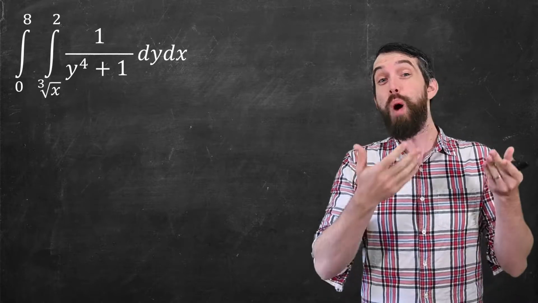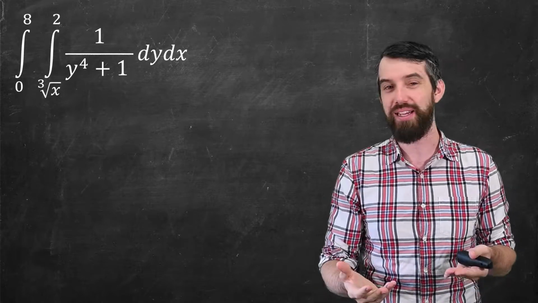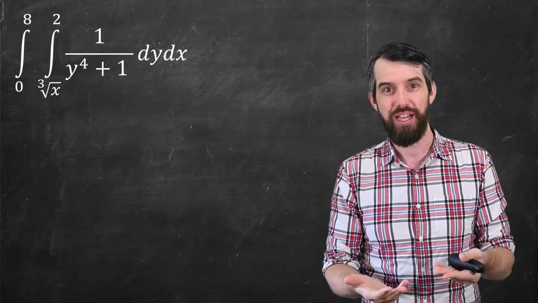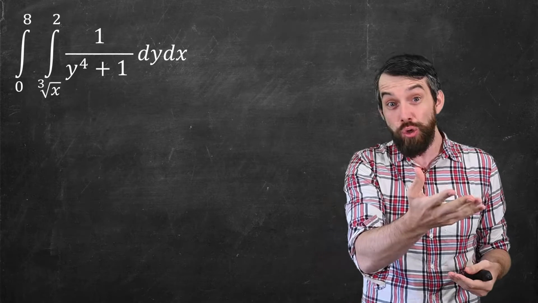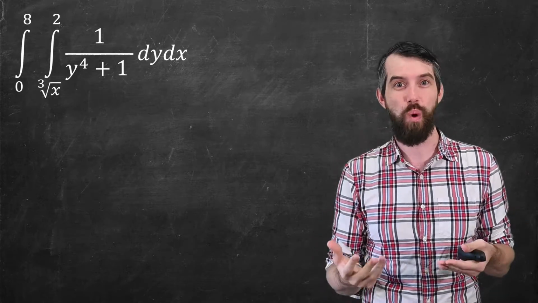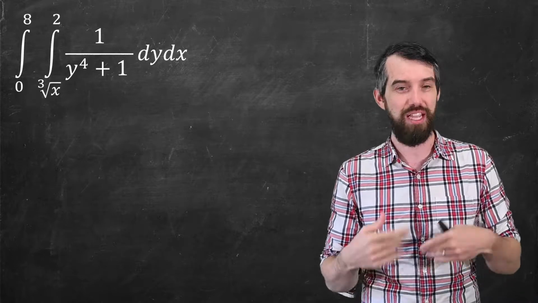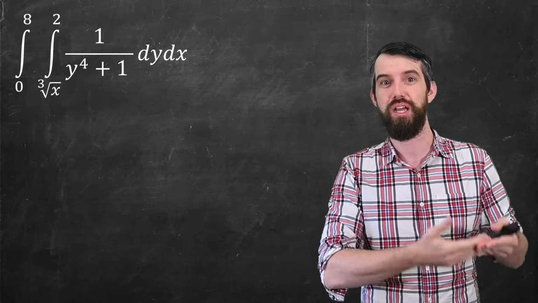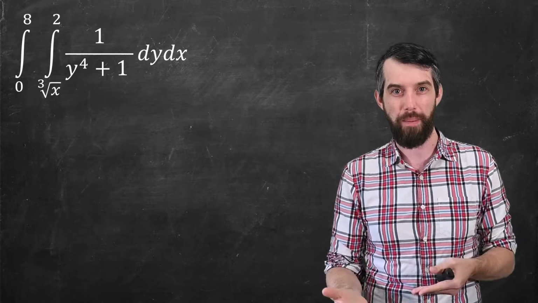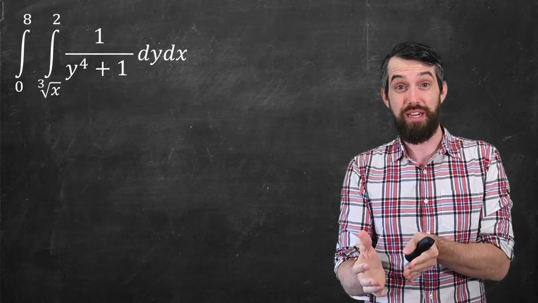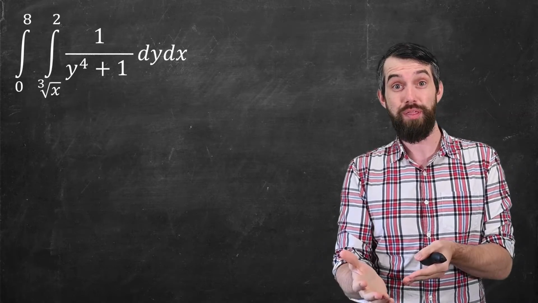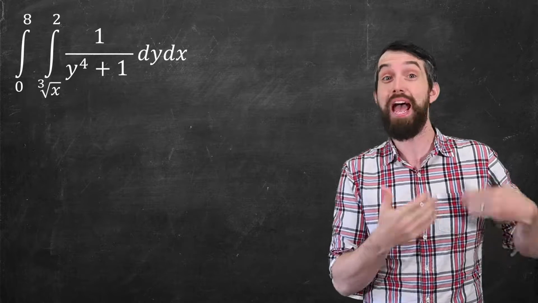If it was 1 over y squared plus 1, I could integrate that and get arctangent. If it was, say, y cubed over y to the fourth plus 1, I could do a u substitution. But it's not obvious to me that there's a method to integrate with respect to y the function 1 over y to the fourth plus 1. And if this was first-year calculus and we were just asked to do the inner integral, then we'd be kind of hooped because we wouldn't have an obvious approach.